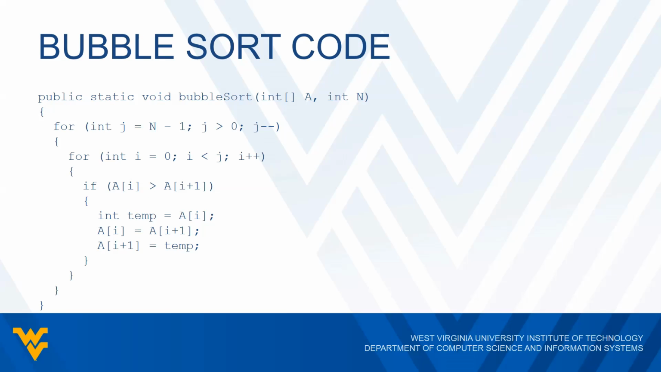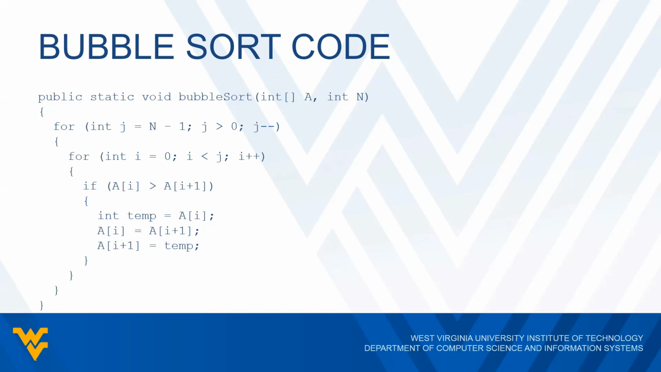Here is our bubble sort code. So we see that we have two nested for loops, which gives you an idea of why this is going to be an O of n squared time algorithm. The outer for loop is going to take care of the number of iterations. And notice that we start with n minus 1, and then we go backwards.